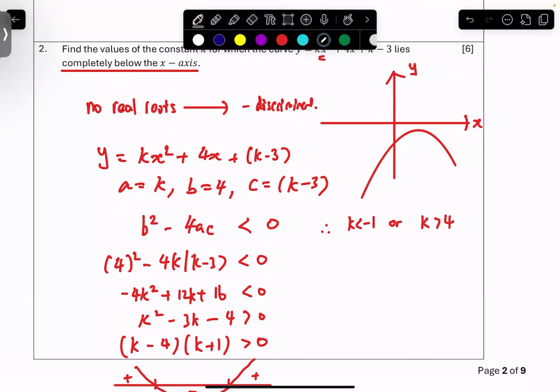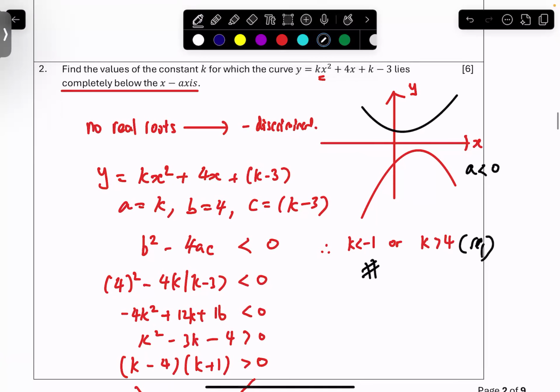But we need to understand that this is a sad quadratic curve, which means the a value must be less than 0 for it to be a sad face. If a is greater than 0, it's actually a happy face and it will look like this, so it's not this scenario. Therefore we have to reject k is greater than 4, and k can only be negative. So this is the answer.